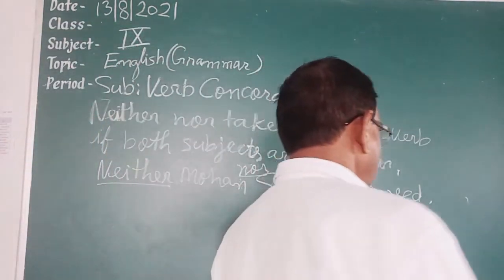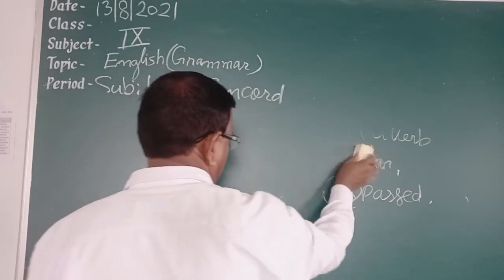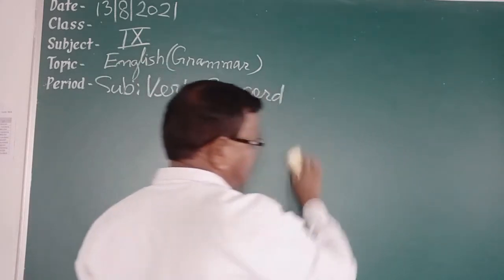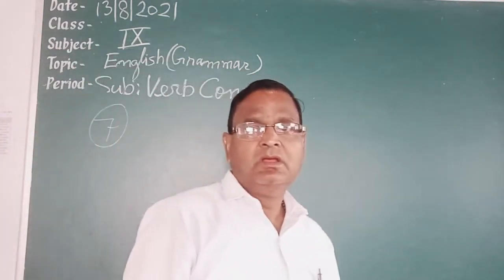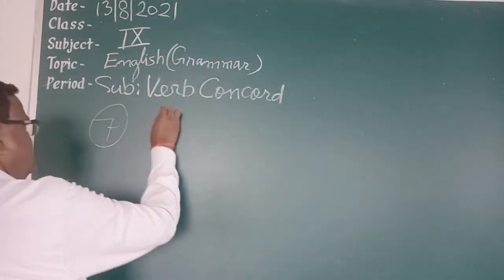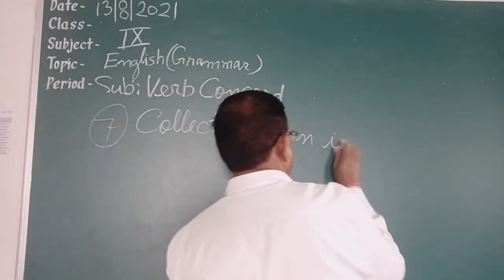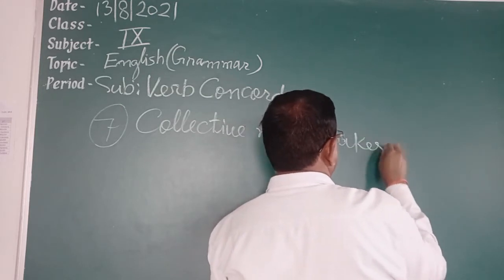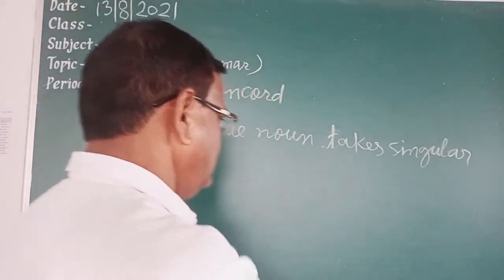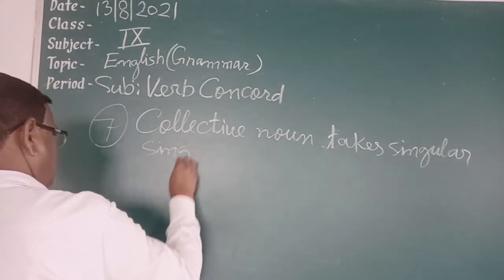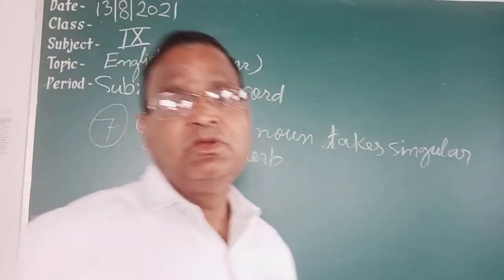Now students, see the other rule. Rule number 7: a collective noun takes a singular verb. A collective noun takes a singular verb. Example you can see.